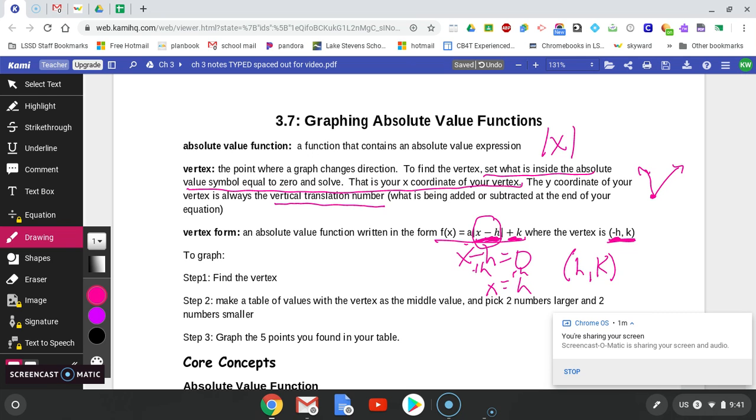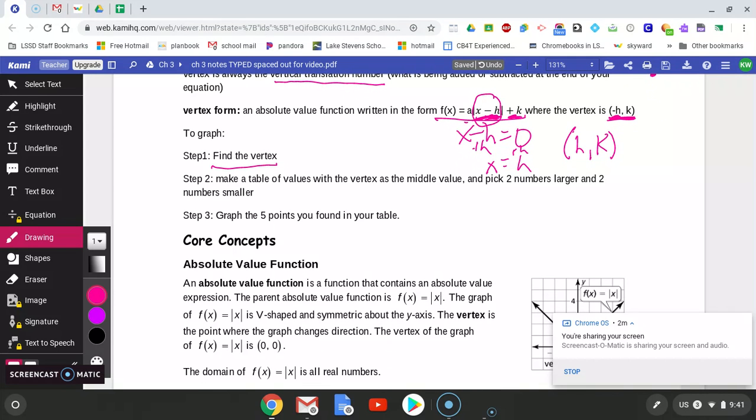So we've got 3 steps. Step 1 is to find the vertex to help us graph it. Step 2, you're going to make a table of values with the vertex as your middle value. So if my vertex is at 0, 0, for example, then I'm going to make an x-y table where 0, 0 is my middle point. I'm going to pick 2 values bigger than my x-coordinate vertex and then 2 values that are smaller. Then all I have to do is plug each of these numbers in to my equation for x and solve it for y. That will give you the numbers that go in those spots there. And that's 5 coordinate points. Those 5 coordinate points will make a V.